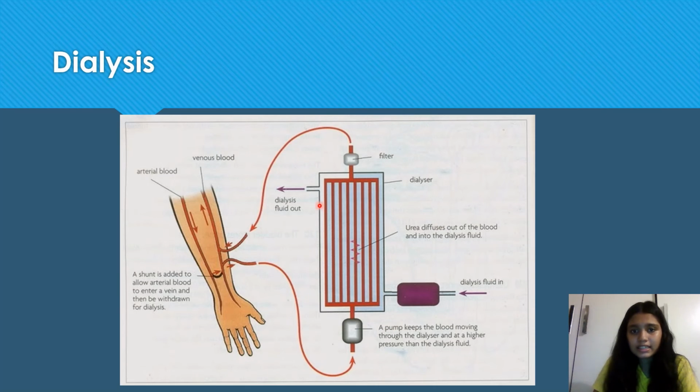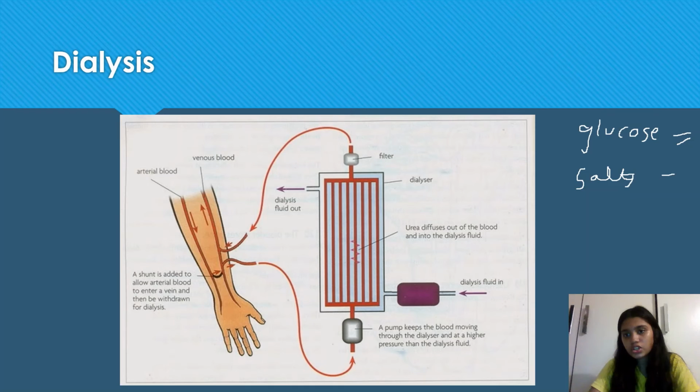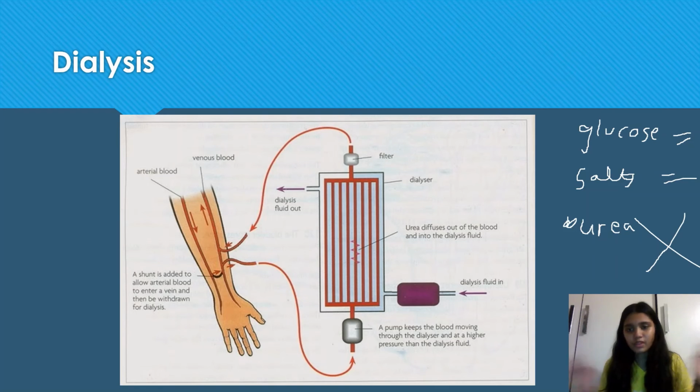In dialysis you have a fluid which contains certain substances. First it contains glucose, at the same concentration as in the blood. Then you have salts, again at the same concentration as in the blood. There are three substances it could contain, which are glucose, salts, and urea, but it never contains urea.